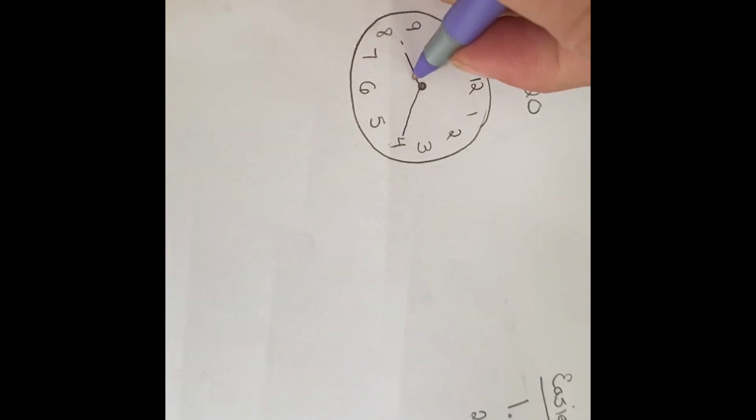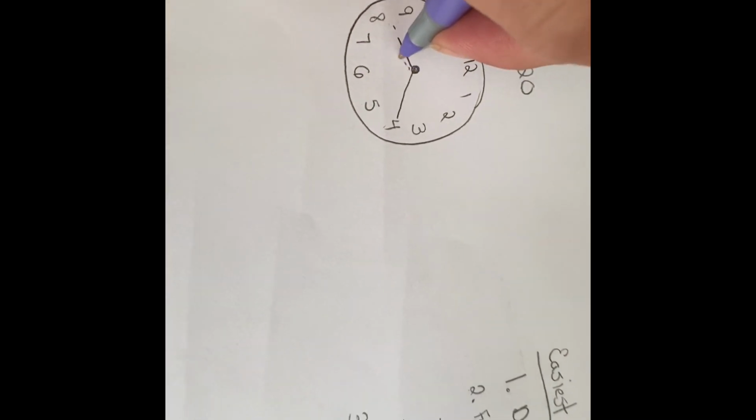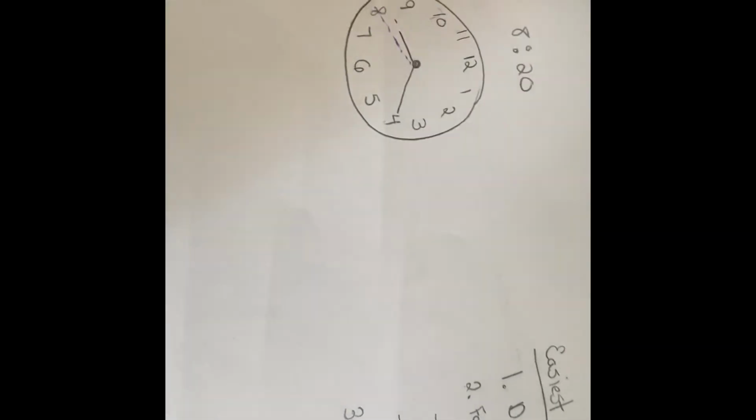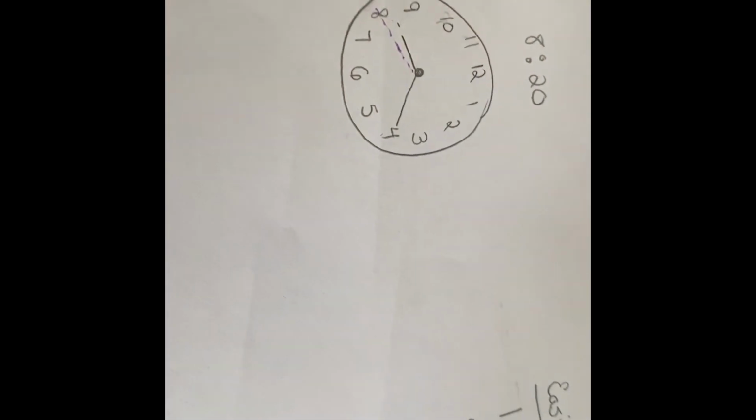So now I've got 8 o'clock. I'm going to draw it to the hour. The 20 I don't have to do anything with.